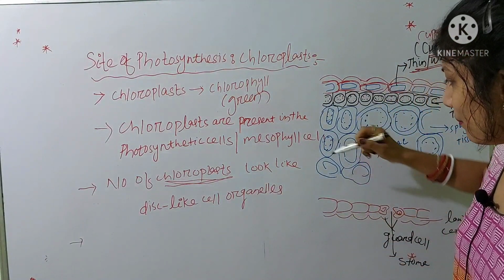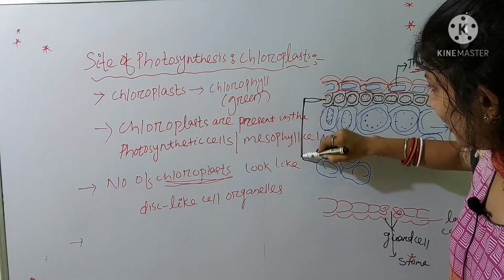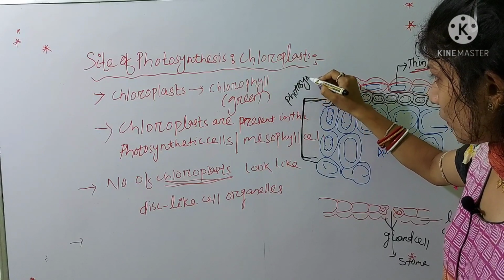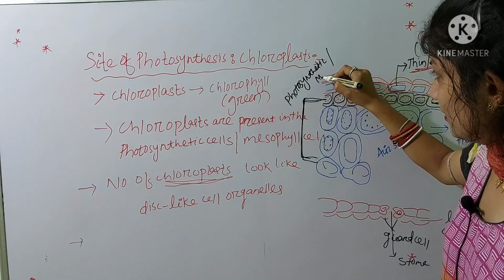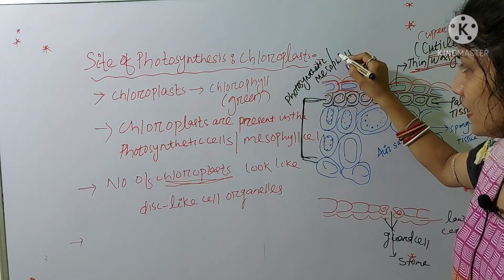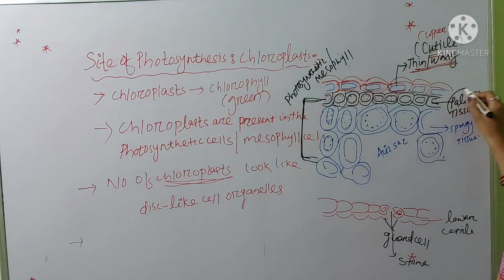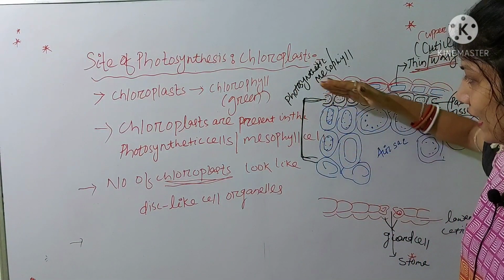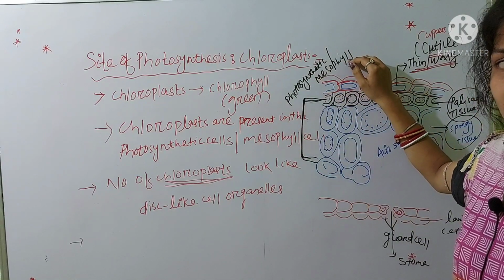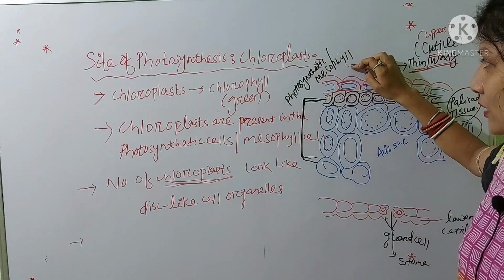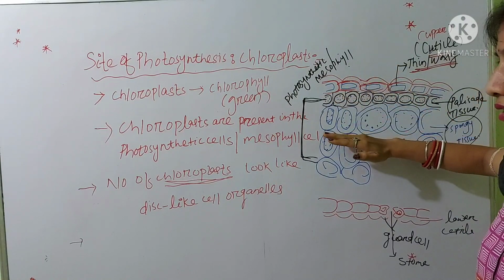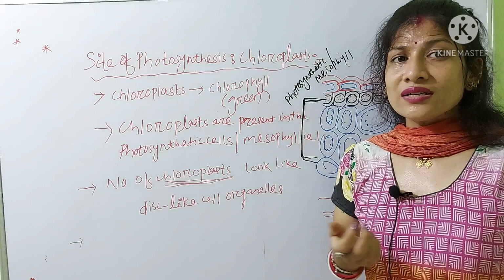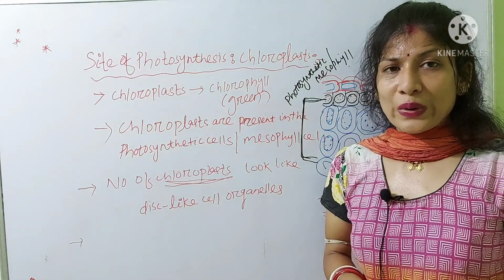That means the middle layer is the photosynthetic cell or the mesophyll cell. The photosynthetic or mesophyll cell contains both the palisade tissue and the spongy tissue, as the spongy tissue and the palisade tissue contain numerous disc-like cell organelles which are chloroplasts.